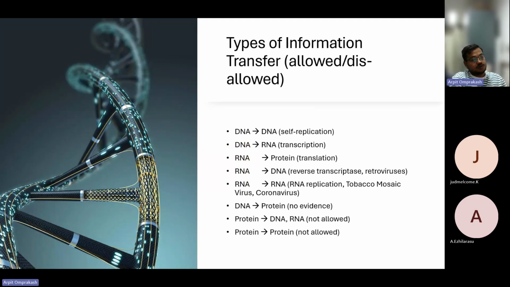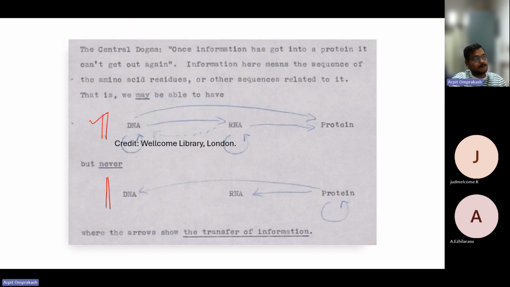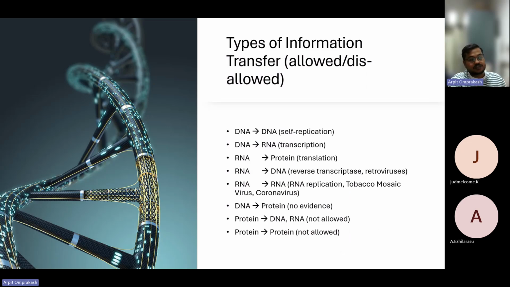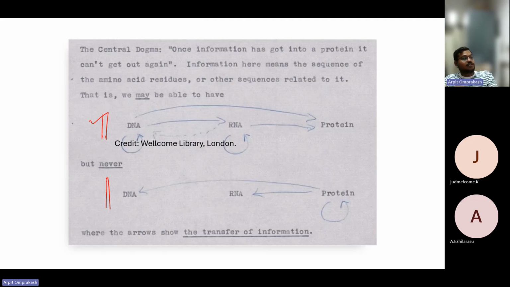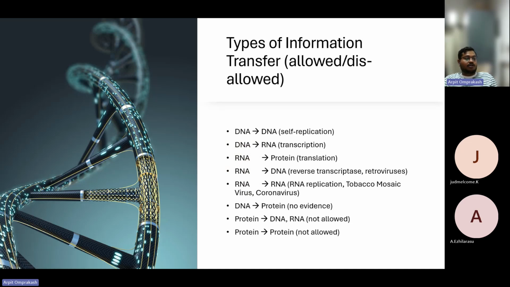So what we know now, from what he said, is that DNA to DNA is allowed. It is called self-replication. DNA to RNA is called transcription. RNA to protein is called translation. RNA to DNA is done in certain retroviruses by the use of enzymes such as reverse transcriptase. Then we have RNA to RNA, which is RNA replication, shown to be there in coronavirus and tobacco mosaic virus. DNA to protein, there's no evidence, but Crick said that that is possible, but there's no evidence of it as of now.